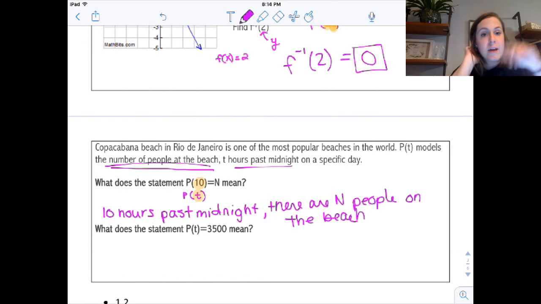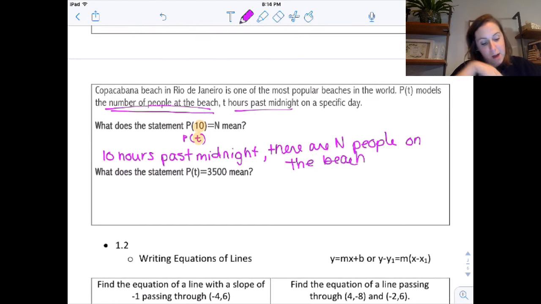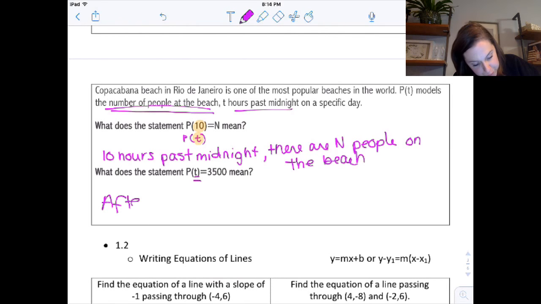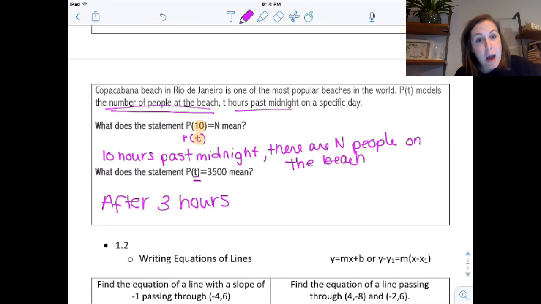Okay, now same idea. What does the statement P of t equals 3,500 mean? So what this means, again, think about your input there being hours. So after t hours, the output is 3,500. There are 3,500 people on the beach.